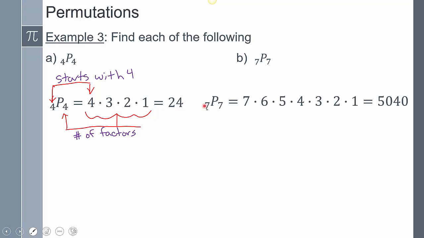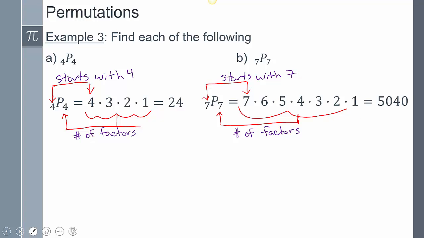7P7, you're going to start with the number 7. And then this 7 is the number of factors counting down: 1, 2, 3, 4, 5, 6, 7. So 7 times 6 times 5 times 4, etc. Multiply those together, and you're going to get 5,040.